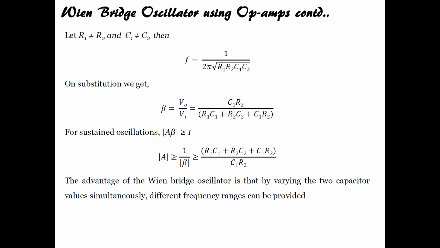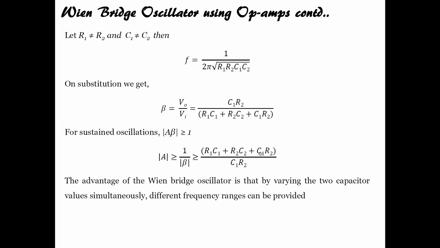But what if R1 is not equal to R2 and C1 is not equal to C2, then we cannot have f equal to 1 by 2 pi RC, right. In this case, on substitution, we will have C1 R2, VO by VI, right, beta is VO by VI. So, I have this formula, and then my gain A would be based on this particular equation, alright.